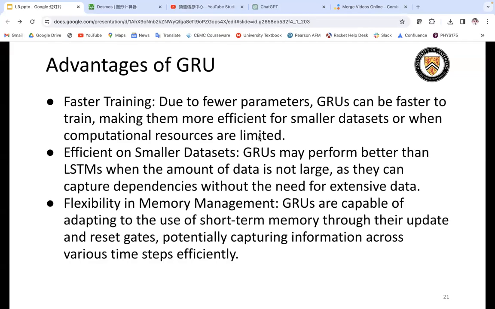The second advantage is that it is efficient on smaller datasets. GRUs may perform better than LSTMs when the amount of data is small because they can capture dependencies without the need for extensive data. And the last advantage is flexibility in memory management. GRUs are capable of adapting to the use of short-term memory through their update and reset gates, potentially capturing more information across various time steps efficiently.